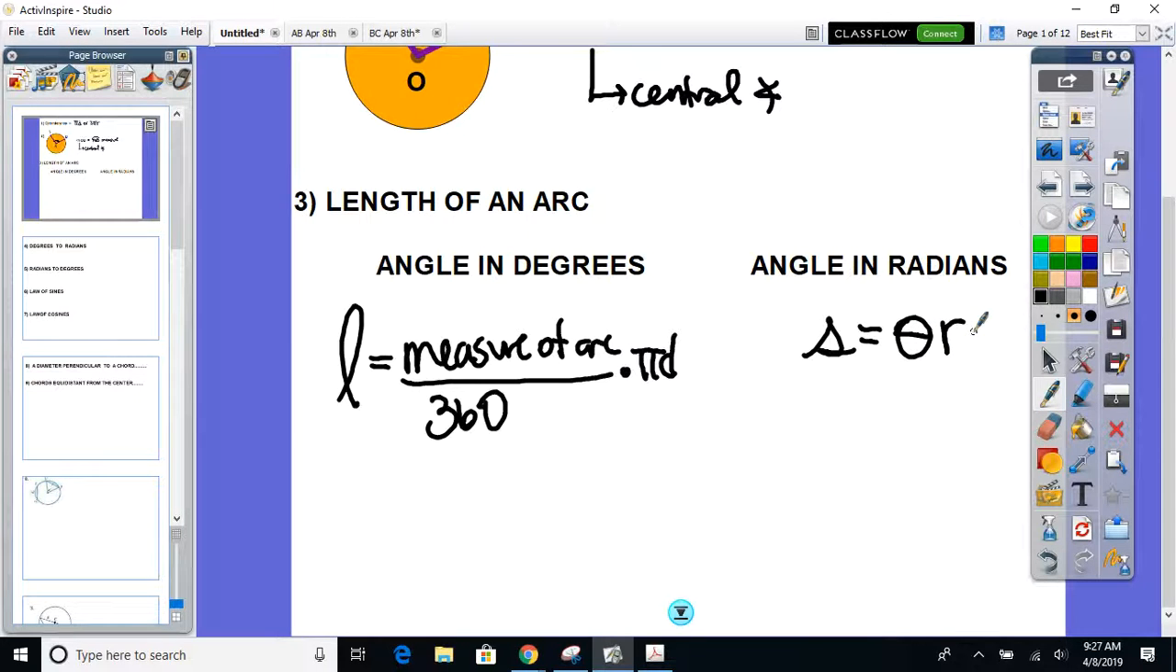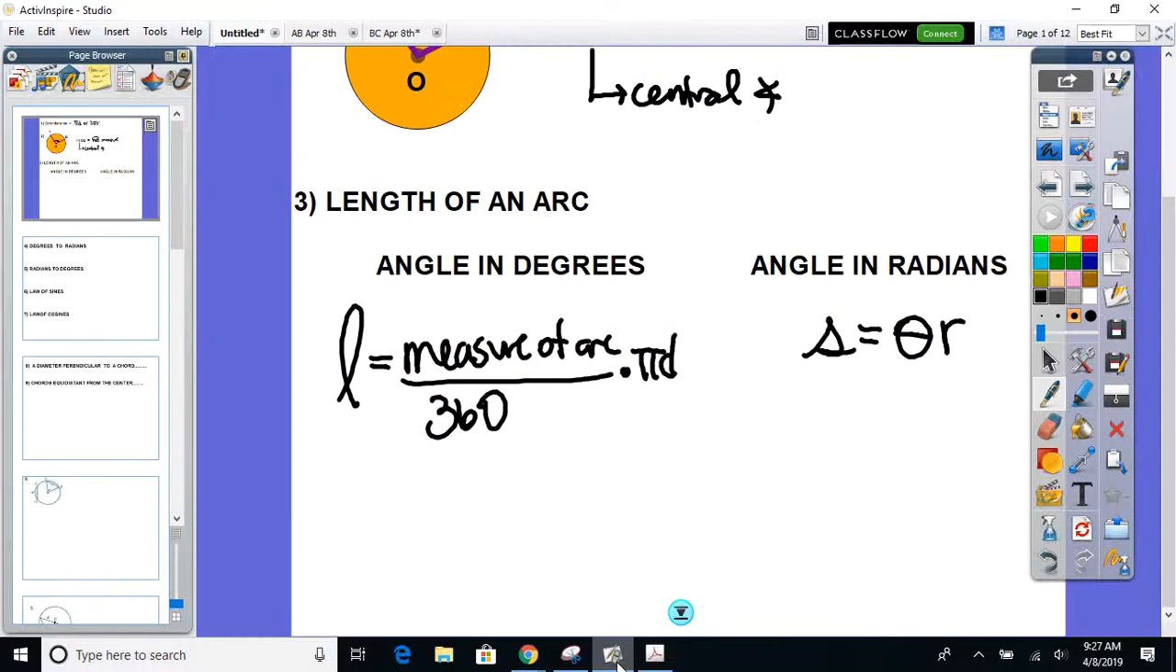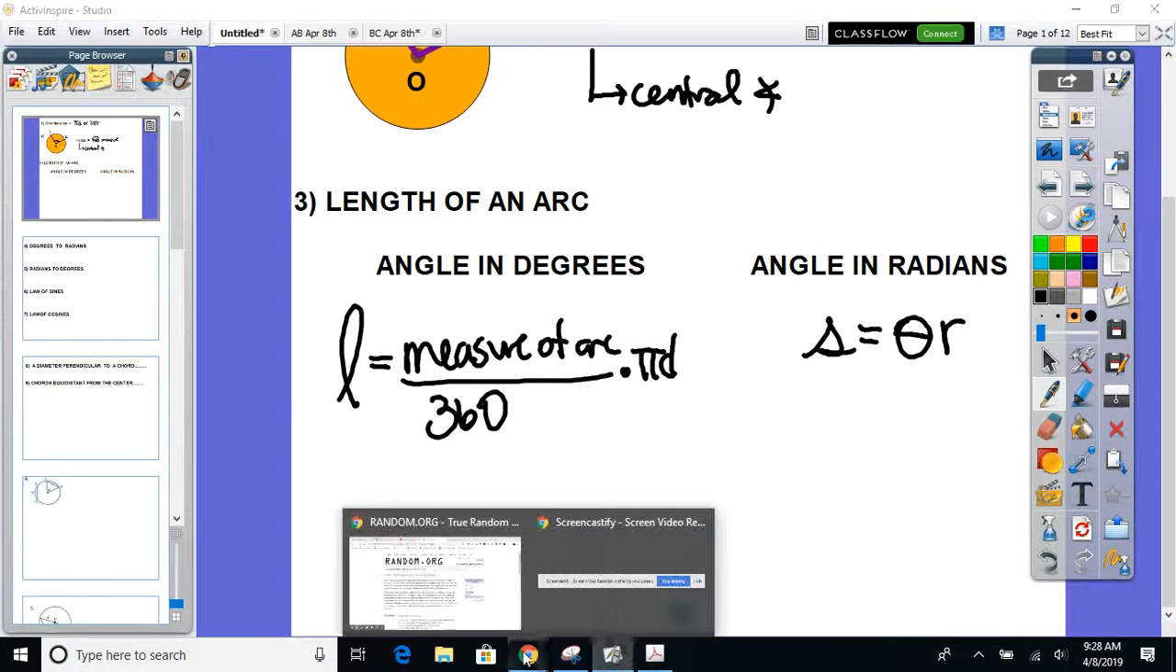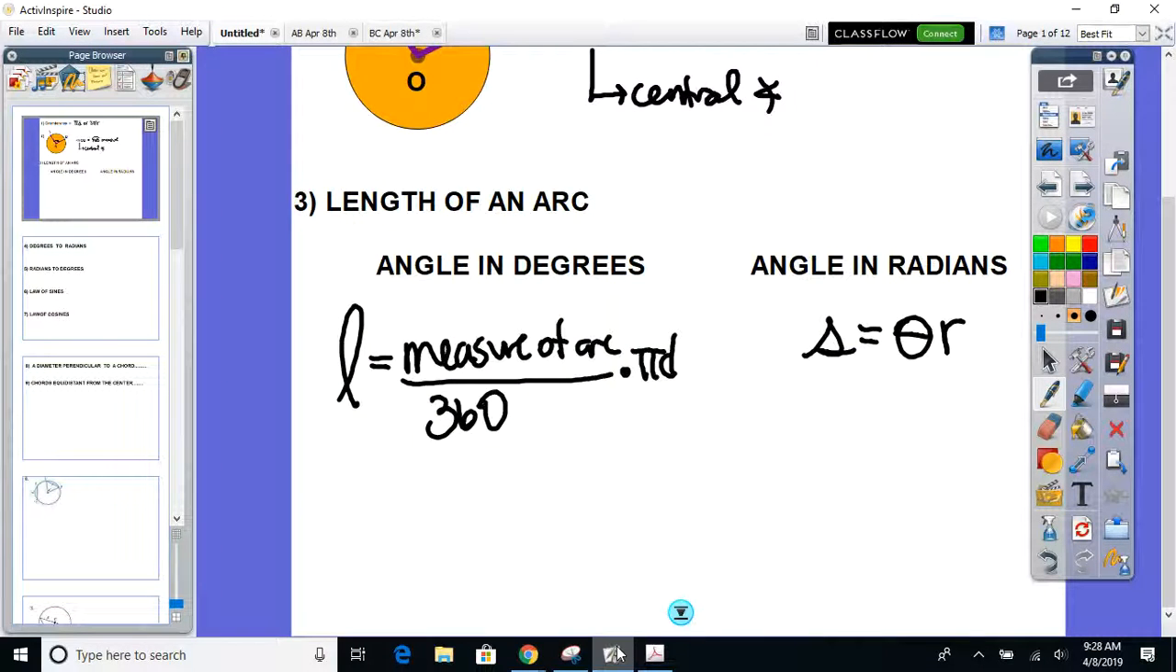What's the S stand for? Here we go. 5. What's the S stand for? Arc length. What's theta stand for? 17. What's theta stand for? You're right. Angle measure, but it's got to be in radians. And then r, radius length.